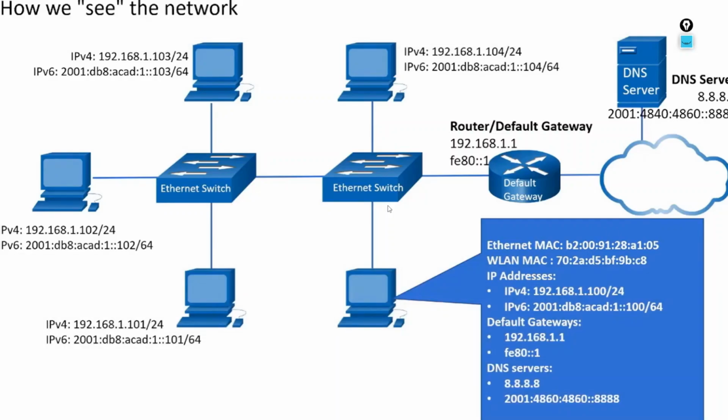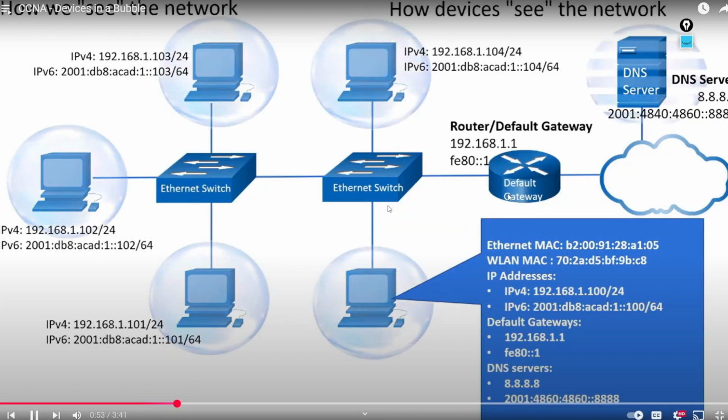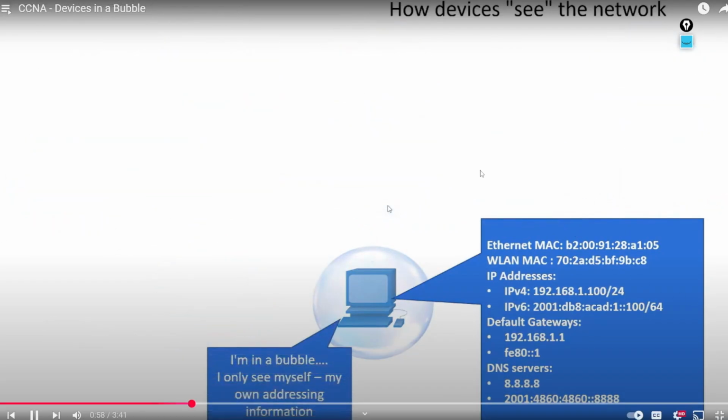All of this will be explained throughout this course. This is how we see the network. But how do devices see the network? You can think of it as every device being in its own bubble. The only thing a device knows is its own addressing information.